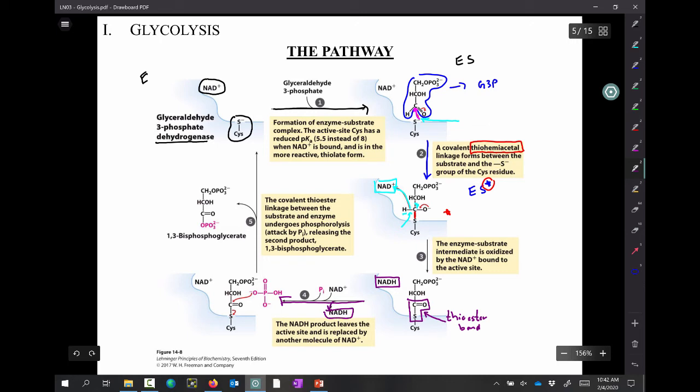And we're going to bind inorganic phosphate here. This will be the inorganic phosphate that will eventually end up on ATP in reaction 7. But we have to place it onto what was originally glyceraldehyde 3-phosphate. So that phosphate is going to come in, and this oxygen is going to act as a nucleophile and attack the thioester bond. And what it's going to form here is an acyl phosphate bond.